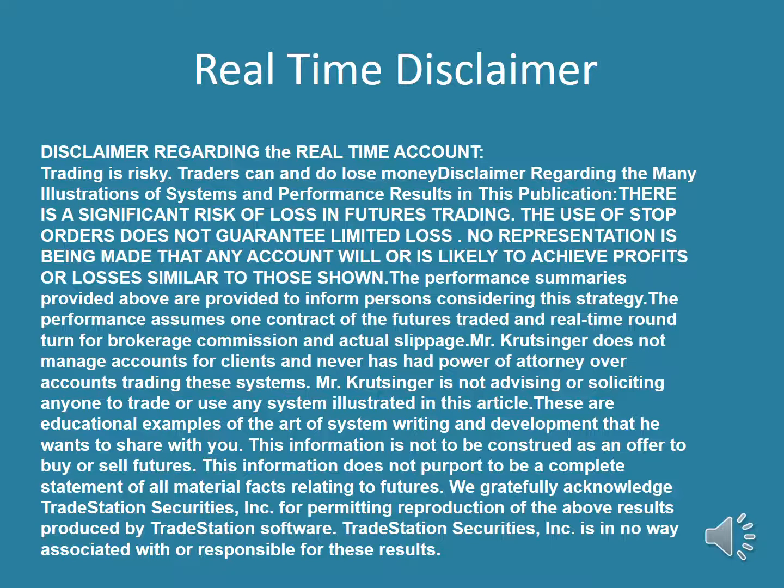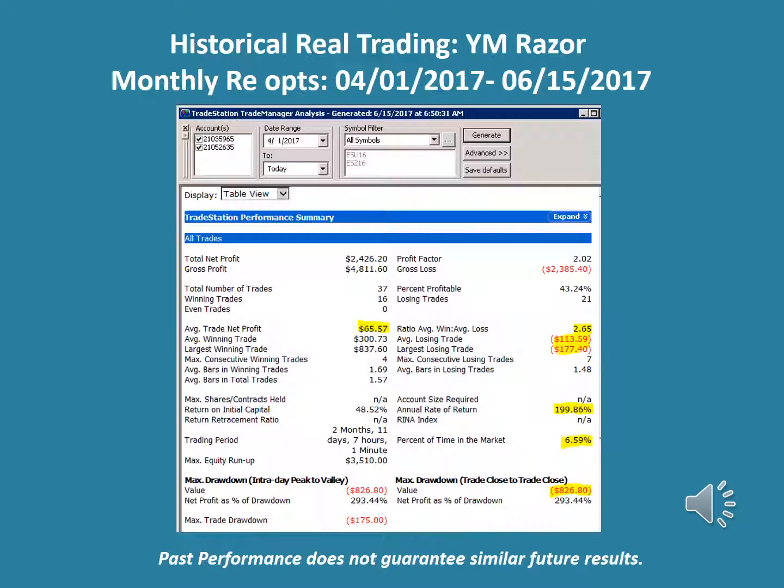Lastly, we'll talk about my real-time account. This is the one I use in my IRA in automated mode. It's the mini Dow on Razor. And we can see we've got $2,426 made in a period of 2 months and 11 days, 2.5 months basically. 43% of the trades are correct. You make $2.65 for every dollar you lose.